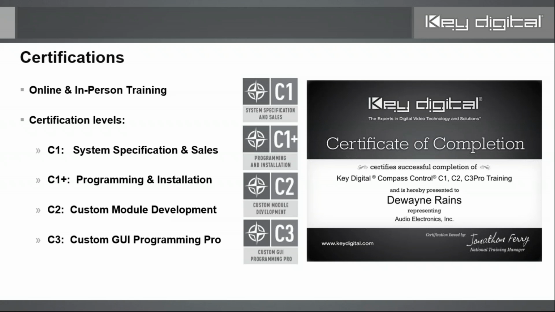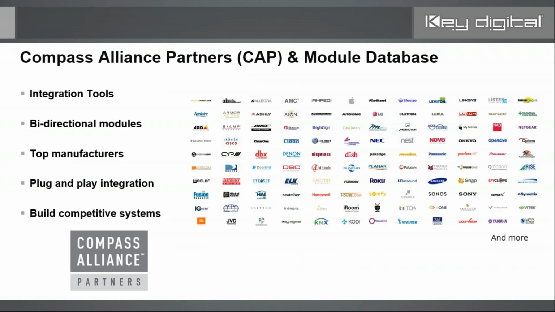You could get your certification online and in person with Level 1, System Design and Sales, Level 1 Plus, Programming, Drag and Drop Programming and Installation, Level 2, Custom Module Development, and Level 3, Custom GUI Programming Professional, all available online or in-house. You just head over to KeyDigital.com, and in the top right corner of our website, press the login, and then click here to sign up to get started.